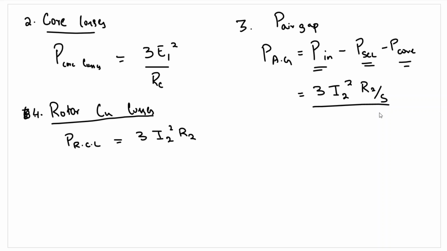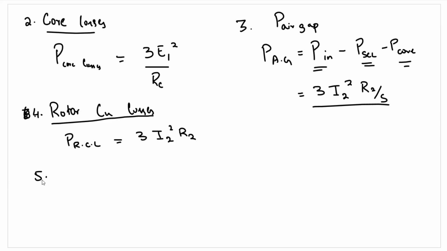The slip of the induction motor is very small. For normal operating conditions, slip is as low as 3%, that's 0.03. So you can imagine that air gap power will be much larger as compared to the rotor copper losses.